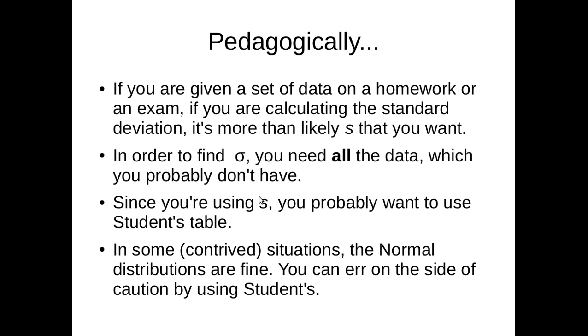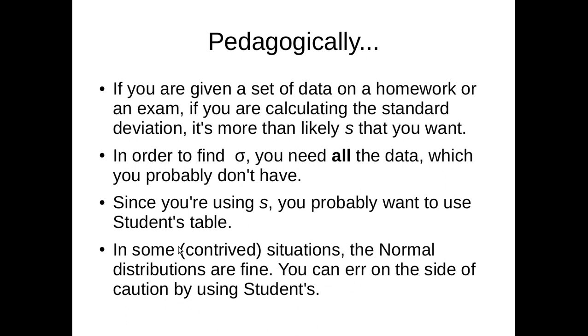You can always just use the student's table when in doubt, because if you have a very large set of data, then your S calculation is going to be very close to sigma, and your normal table and your student table are going to be very close. So it never hurts to just use students when in doubt. In some contrived situations, normal distribution is fine. You can err on the side of caution by using students.